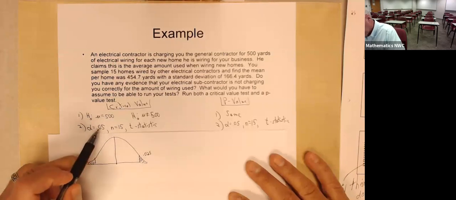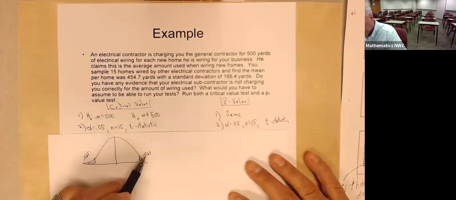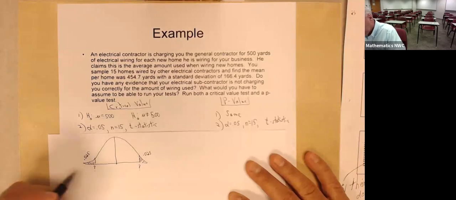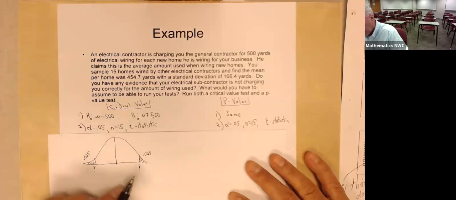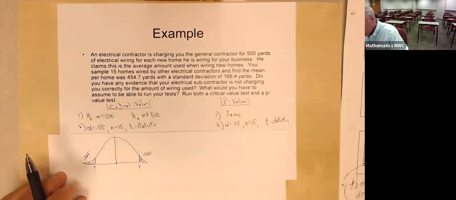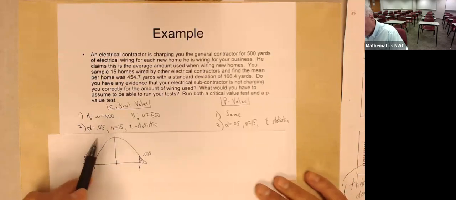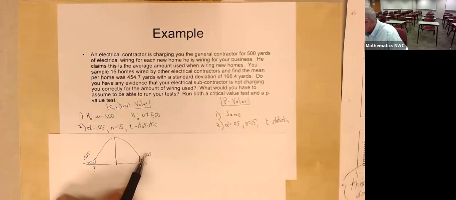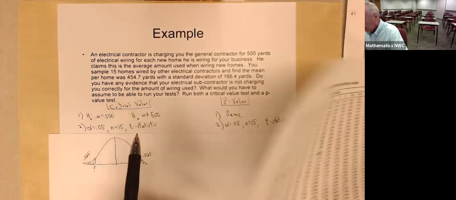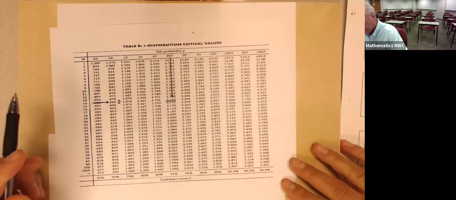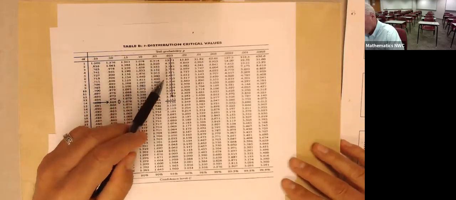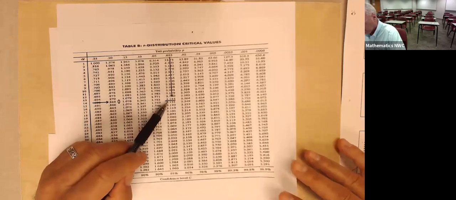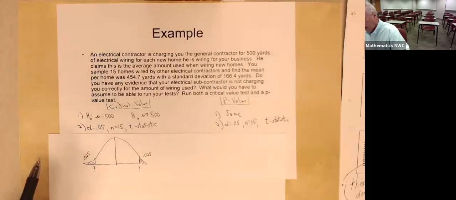So this 5% is split up into 2.5 and 2.5. I'm looking for those t-scores. They're going to be my rejection regions. So I'm going to go to row 14, column 0.025. Happen to be the exact same one as last time. Row 14, column 0.025 was 2.145 again.